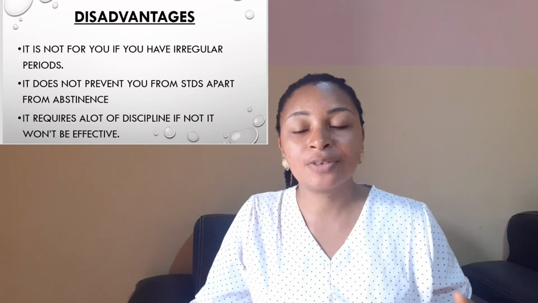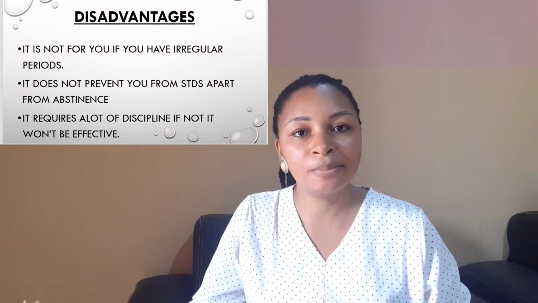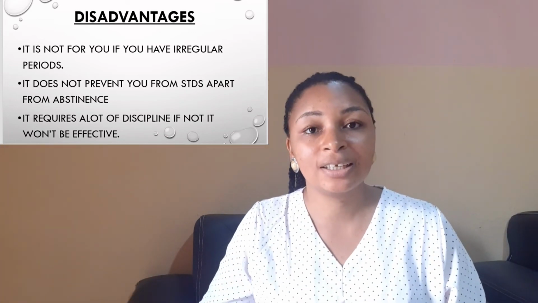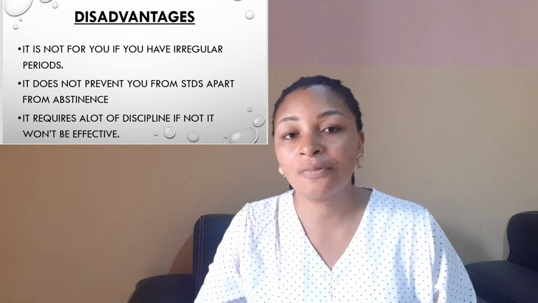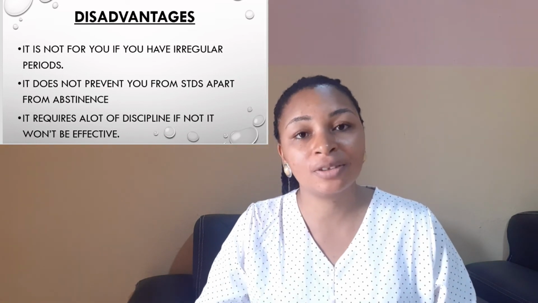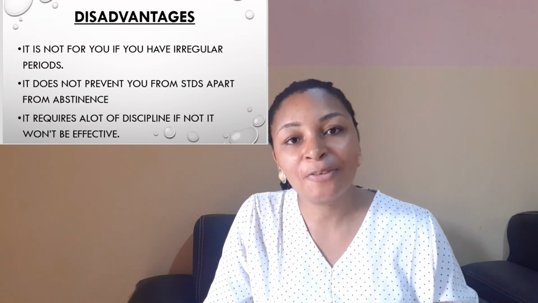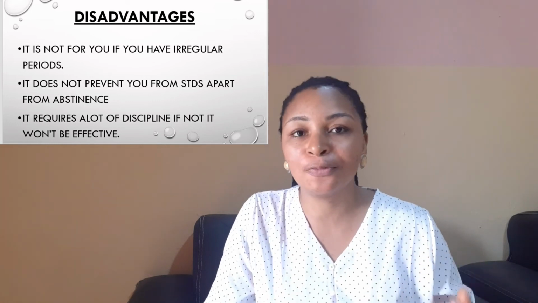So natural family planning, despite how good or attractive it is and how few side effects it has, also has disadvantages. One of the disadvantages is that if you have an irregular menstrual cycle, you cannot make use of natural family planning because the failure rate will be highly increased. Another disadvantage is that apart from abstinence, natural family planning methods do not prevent you from contracting sexually transmitted diseases. Another one is that natural family planning methods require a lot of discipline.